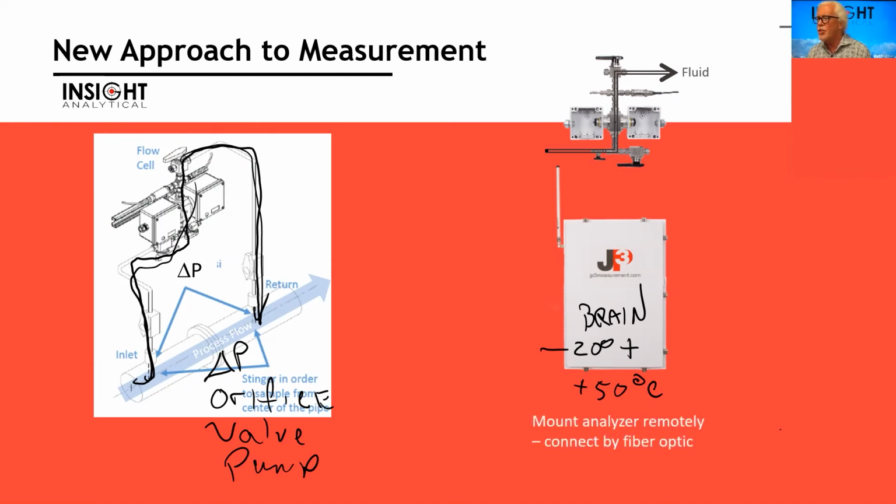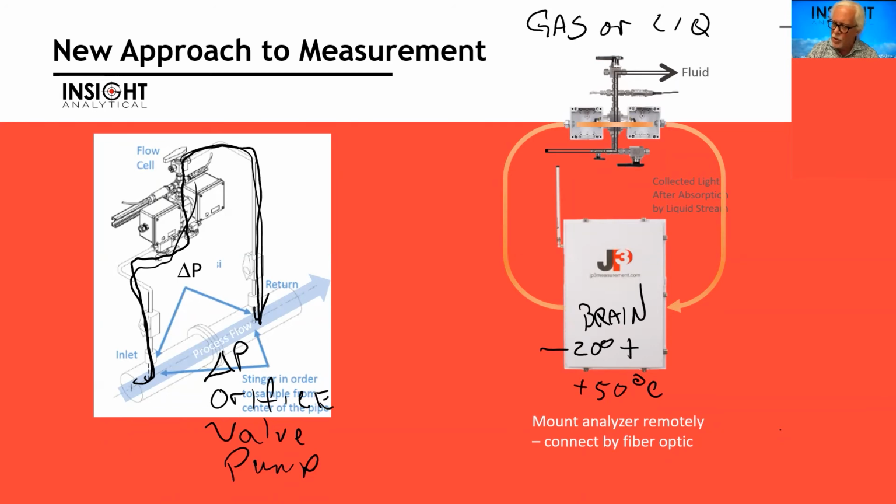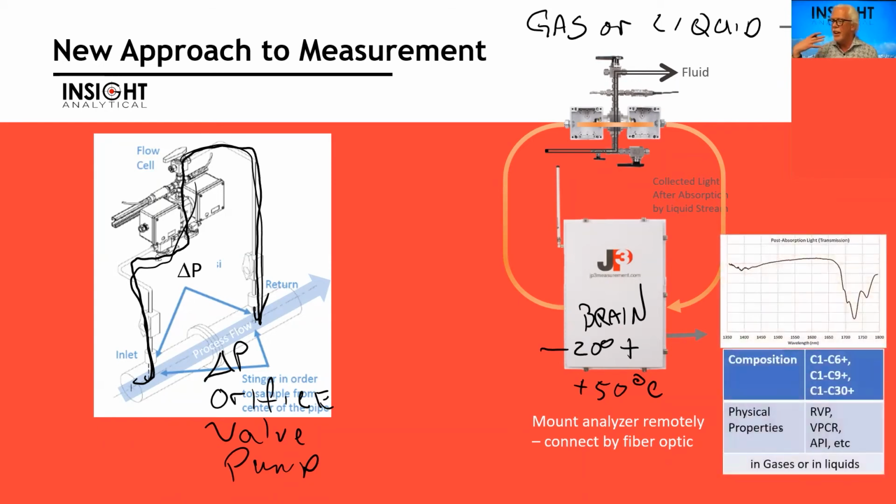From the analyzer, we take a fiber optic out that shoots the beam of light through the flow cell and bring a fiber optic back to the analyzer. So we collect some light after it's been absorbed by the fluid stream that's flowing in the cell. We can use this, by the way, I'm talking a lot about liquids today, we can use this both for gas phase or liquid phase applications. The light gets back to the brain, gets measured on the spectrometer, and then sophisticated data analysis algorithms look at the pattern of light and create actionable data from it. This is your chemical composition, C1 through C6, C1 through C9, C1 through C30. This is your vapor pressure, your API gravity, your viscosity.